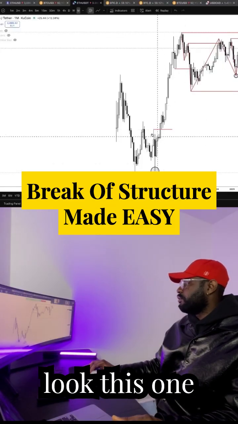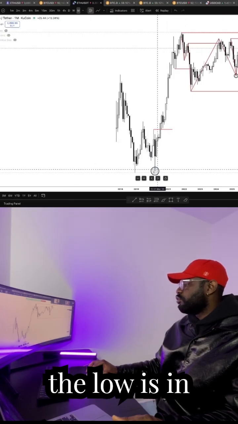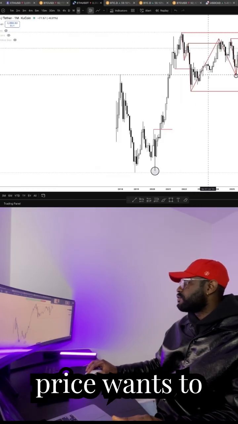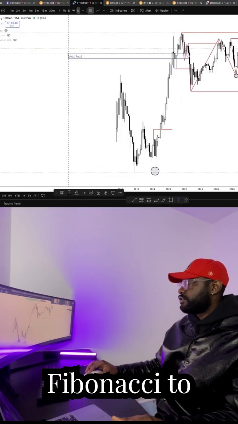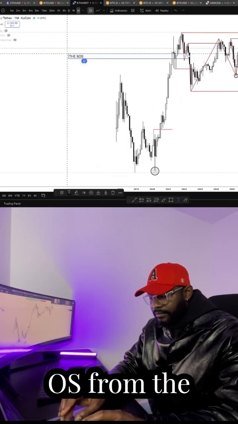Using the break of structure to the low. This break of structure, we're using it to know that the low is in. This one here, we're using it to know that price wants to trend lower. We are now using the Fibonacci to know where to buy. Firstly, the BOS from the low.